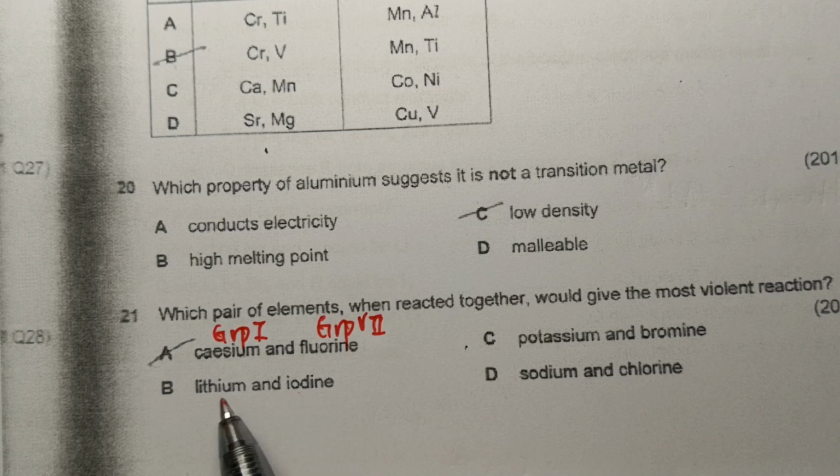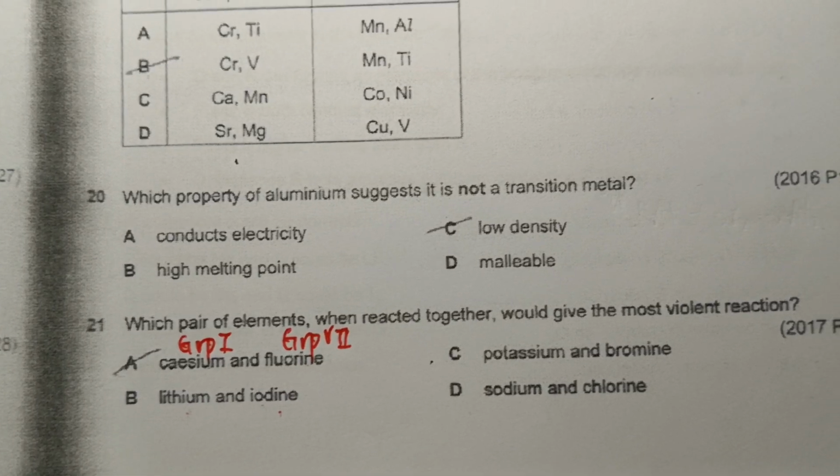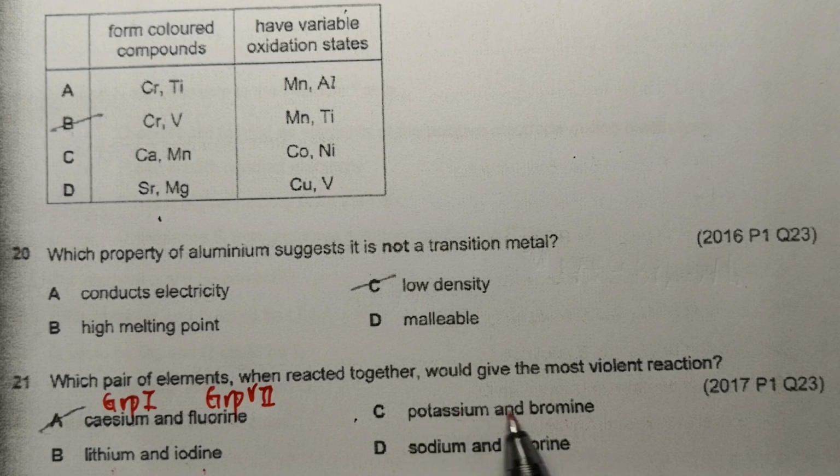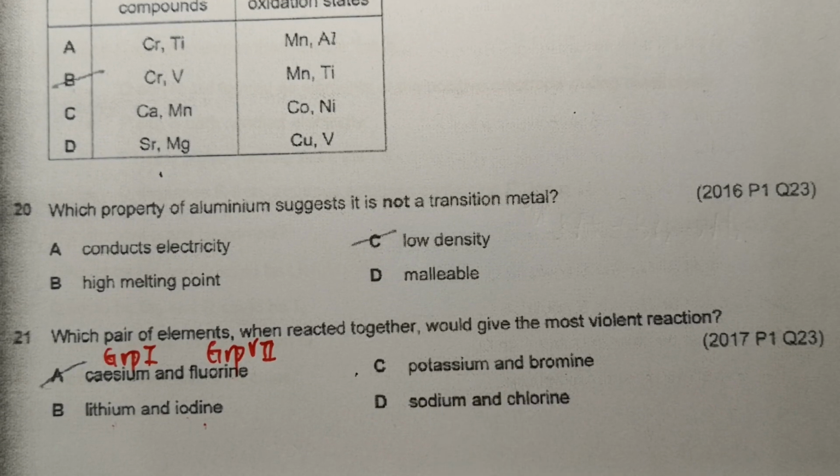These two are also group 1 and group 7, but lithium is less reactive than cesium, and iodine is less reactive than fluorine. This one also. In fact, all of them are group 1 and group 7. You just have to choose the most reactive group 1 as well as the most reactive group 7.